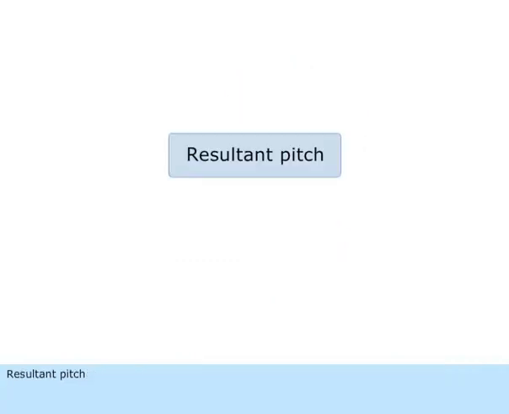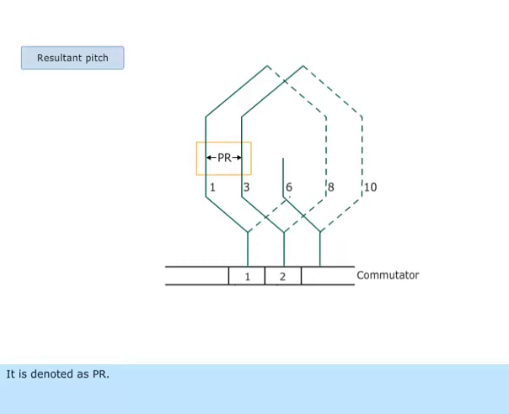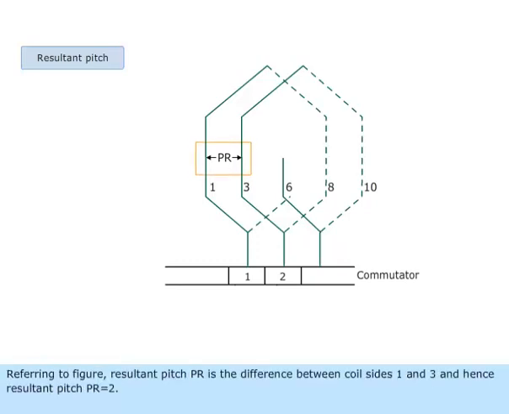Resultant pitch. Resultant pitch is defined as the distance between the beginning of one coil and the beginning of the next coil to which it is connected. It is denoted as PR. Referring to figure, resultant pitch, PR, is the difference between coil sides 1 and 3, and hence resultant pitch, PR, equals 2.